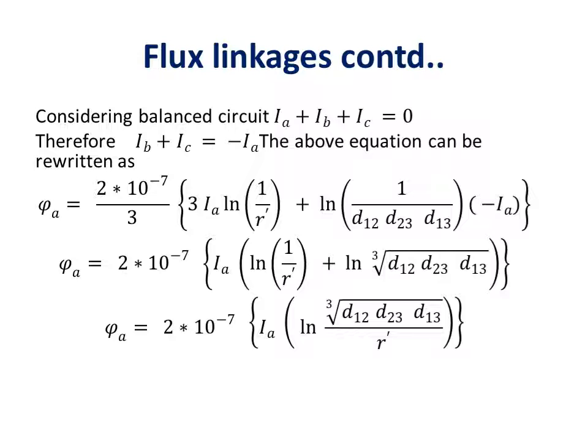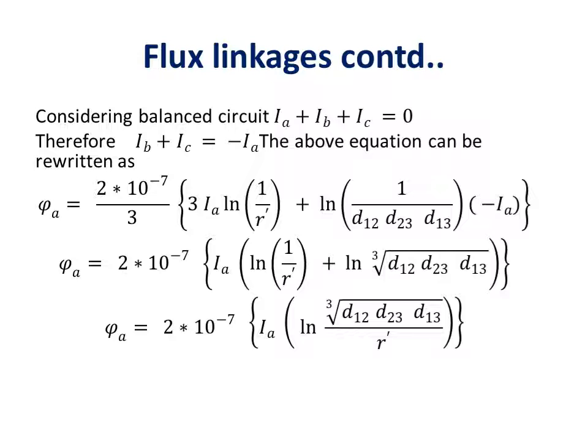Now I am taking IA common in both the terms. Again log A and log B is there. Log A plus log B, you can write as log AB. Hence R dash will come in the denominator. So flux linkages is given by 2 into 10 power minus 7 into IA into ln cube root of d12, d23, d13 by R dash. This cube root of d12, d23 and d13 can be written as d equivalent, that is equivalent distance.